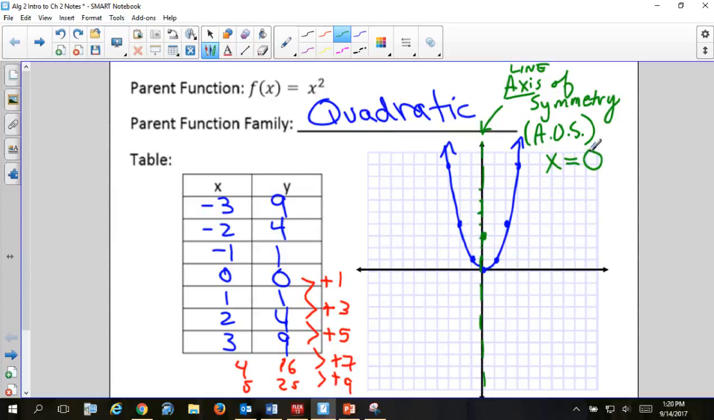If you write on your paper just 0, it would be wrong. It is the equation of the entire line. It's every ordered pair where x equals 0. So that's the axis of symmetry.